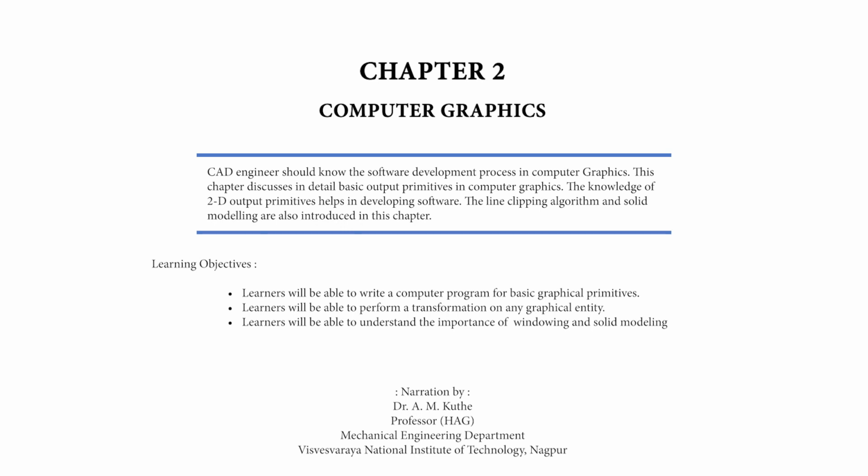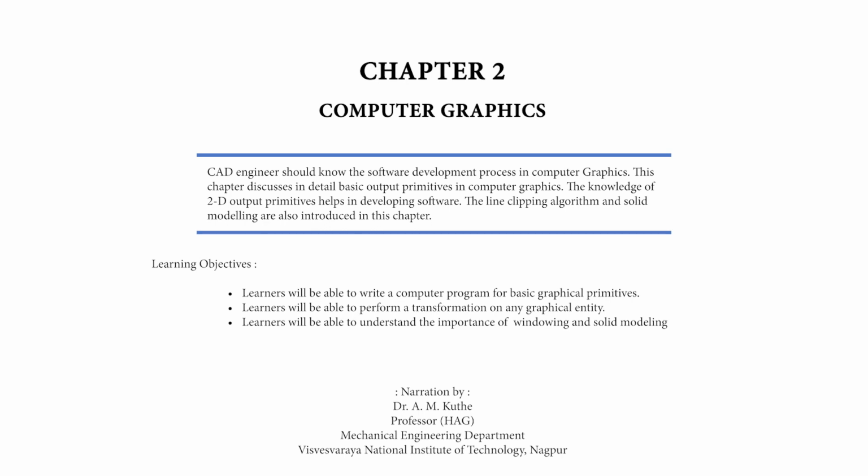Substituting the value of y in the expressions of d1 and d2, we have d1 equals m into (xi plus 1) plus c minus yi, d2 equals yi plus 1 minus m into (xi plus 1) minus c. With these equations, the parameter pi equals delta x into (d1 minus d2) is defined. It can be written as pi equals 2 delta y xi minus 2 delta x yi plus b, where b equals 2 delta y plus delta x into (2c minus 1). The value of b remains constant for the complete line.